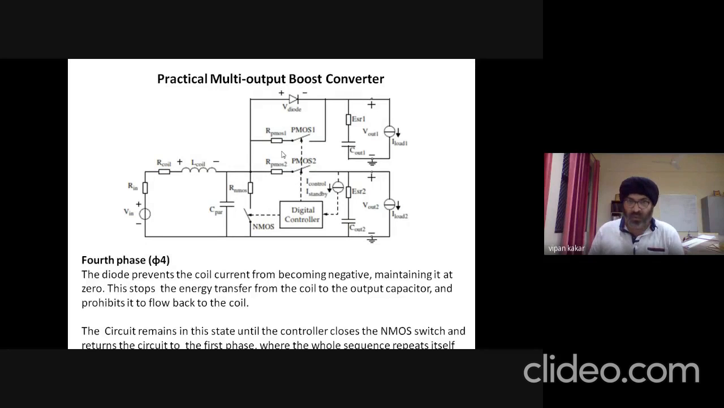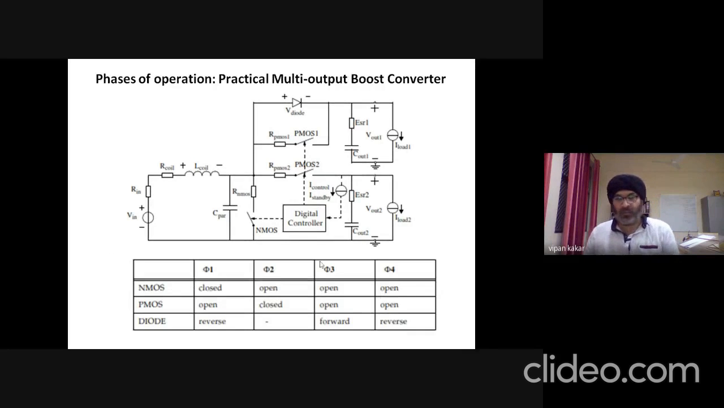Now phase 4, a standby phase, a standby mode. All the devices have to be switched off because there is no energy remaining in the coil. The inductive coil is completely de-energized after phase 3. So nothing is there to be transferred at the output, and no current flows in the circuit. So it is a standby mode. NMOS, PMOS1, PMOS2 and diode are all off. So the diode is also reverse biased, meaning off, in phase 4.